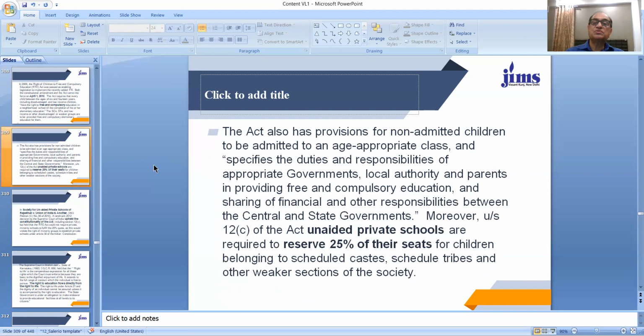This act also has made provisions for non-admitted children to be admitted to an age-appropriate class. Suppose a child of 12 years has not yet joined the school. So that child of 12 years has to be admitted in the corresponding class in which other students of the age group of 12 are studying. A very beautiful provision for non-admitted children to be admitted in age-appropriate class.